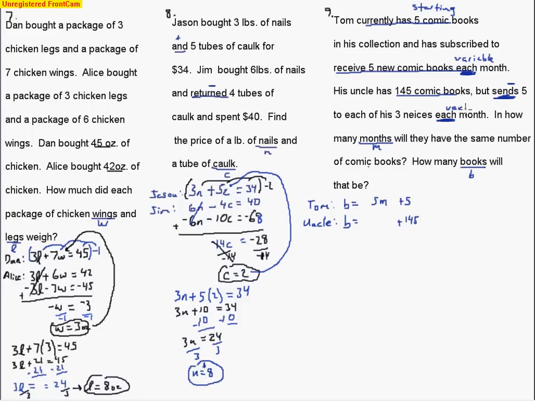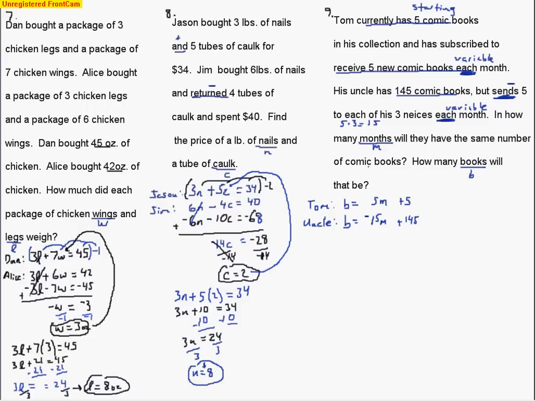But how many does he send away altogether? Well, 5 to each of the 3 nieces would be 15 books during the month. And so I'm going to make that, since he sends it away, a negative 15. So he's taking away 15 books each month from his collection.